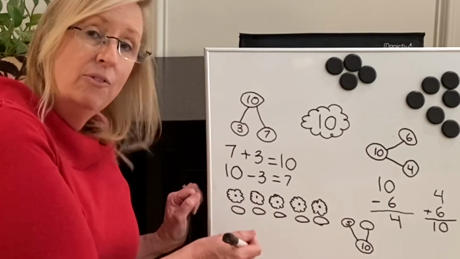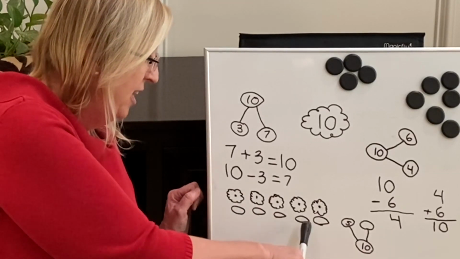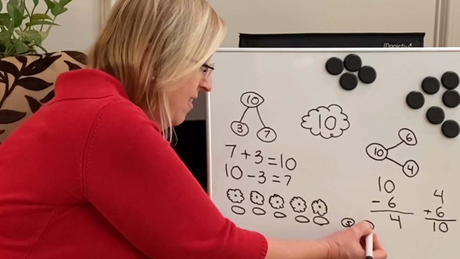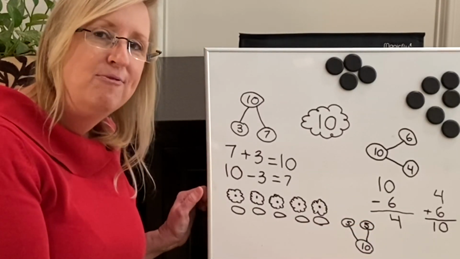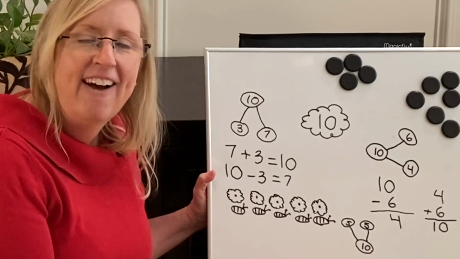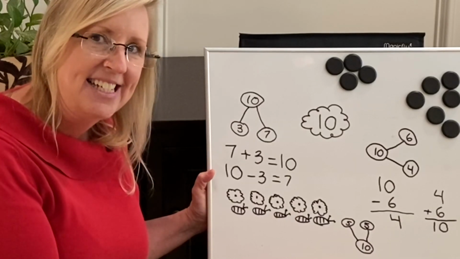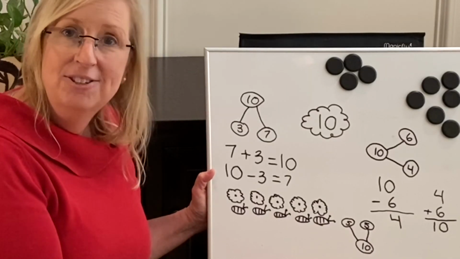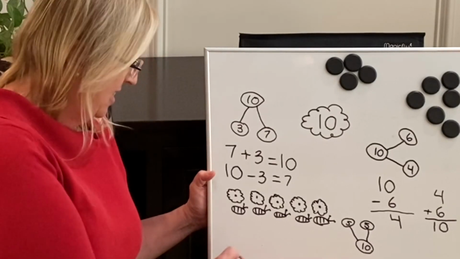Now I can count them and I'll know what my other number is. 1, 2, 3, 4, 5. Did you already know that 5 and 5 make 10? I knew that you did. Are you ready to do our addition and subtraction sentence? Let's do the addition one first, and we're going to start with the sum this time.